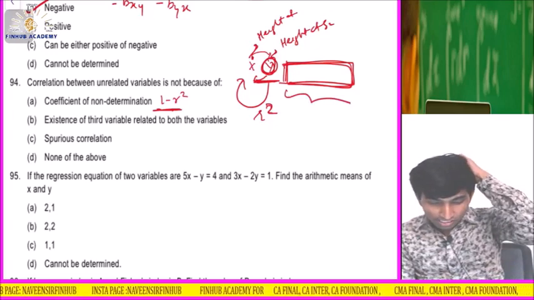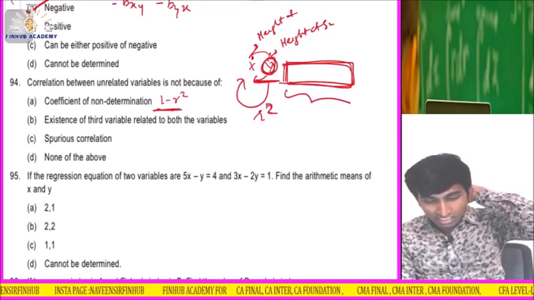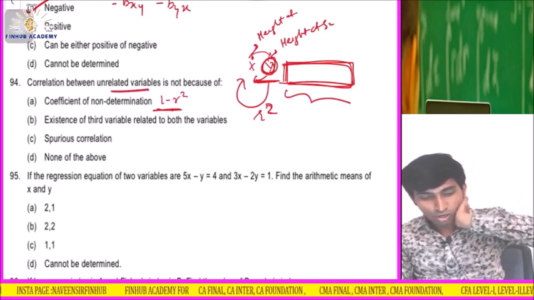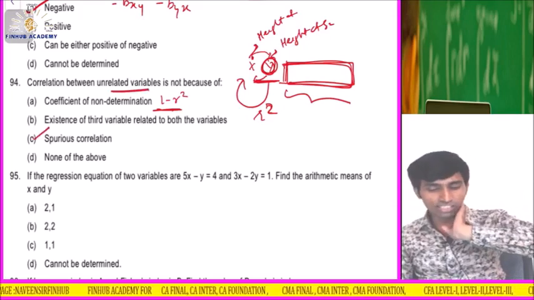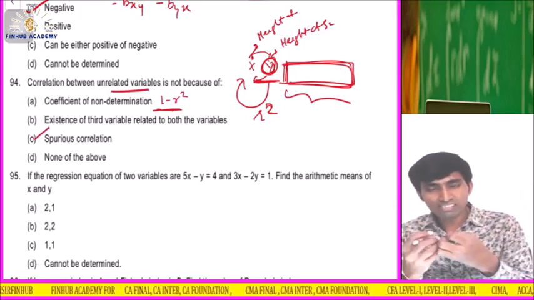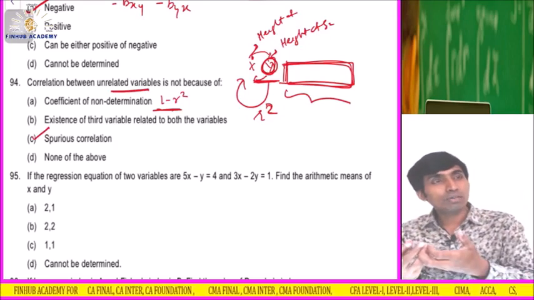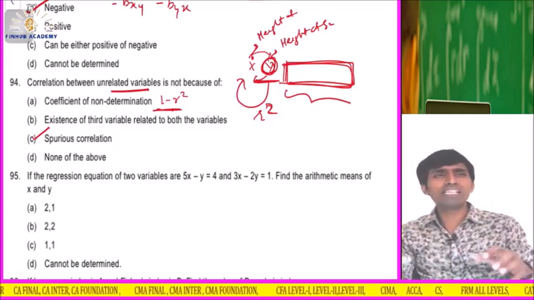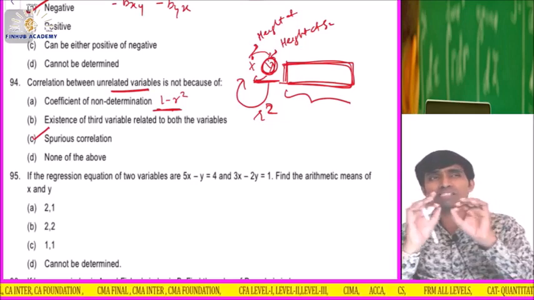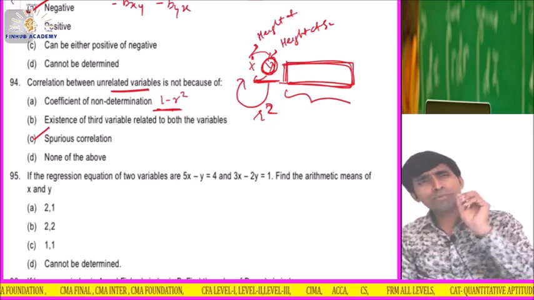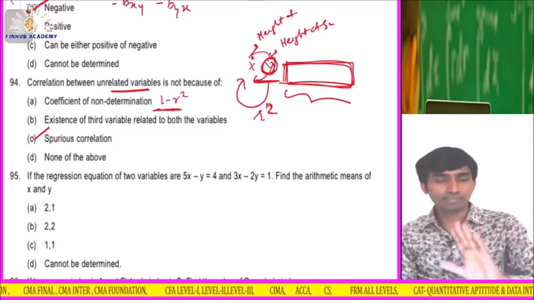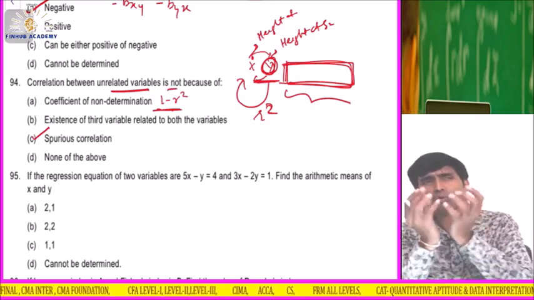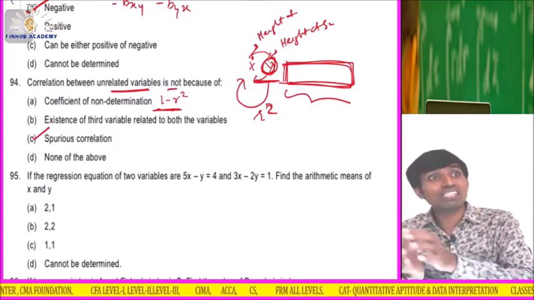So this question is not clear. Correlation between unrelated variables is not because of spurious correlation, I think. It means the two things are unrelated, but still you find a correlation, which is not a real correlation. The language is not very specific here. Spurious means nonsense correlation. So the correlation of unrelated variables is not.